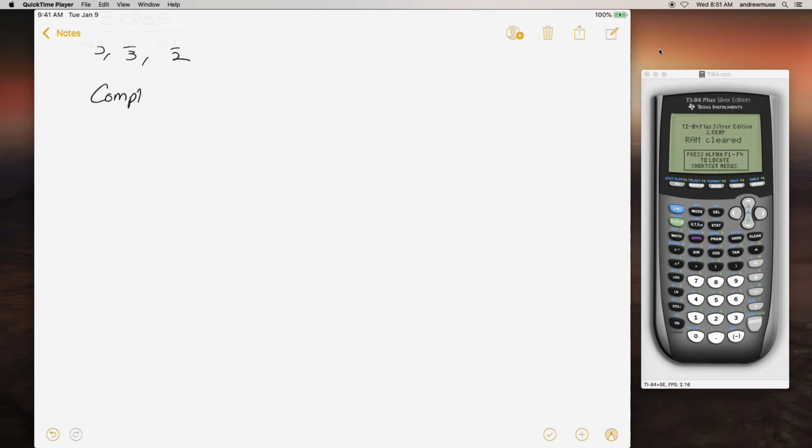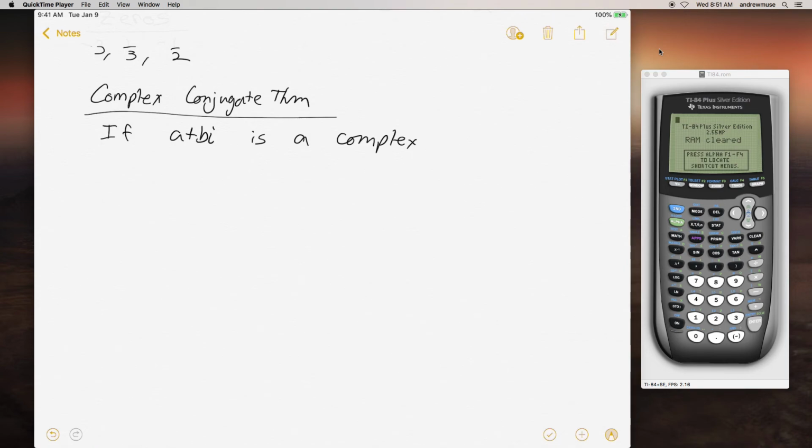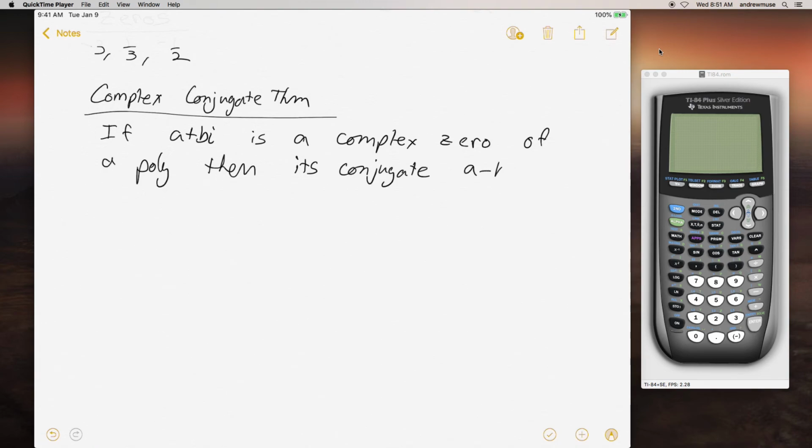Let's do something called the complex conjugate theorem. The complex conjugate theorem basically says if a plus bi, a complex number, is a complex zero of a polynomial, then its conjugate, a minus bi, also has to be a 0 of that polynomial as well. Okay?